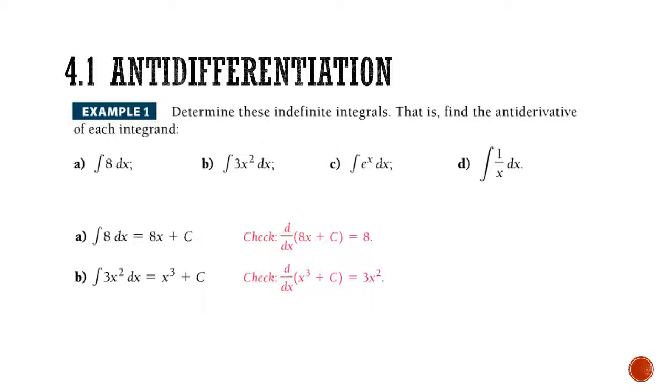Now, part C should be the easiest of all, because what is the derivative of e to the x? Well, it's e to the x. So e to the x plus c.